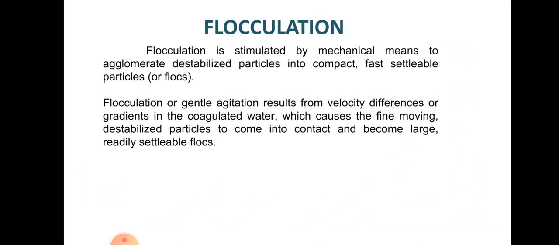A flocculator is a device in which mechanical means are used to agglomerate the destabilized particles, and this will form compact and fast settleable particles or flocks, which can be collected at the bottom of the sedimentation tank. Flocculation, or gentle agitation, results from velocity differences or gradients in the coagulated water, which causes the fine moving destabilized particles to come into contact and become large readily settleable flocks.